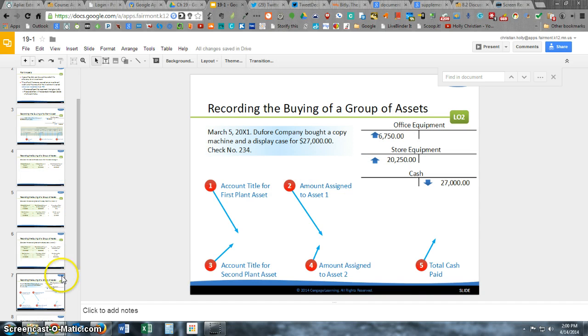So then when I get to where I journalize it, and the picture of the journal won't come up, what I'm going to do is put in here my office equipment was $6,750, my store equipment was $20,250, and my cash credit was $27,000 because that's what I actually paid for it.